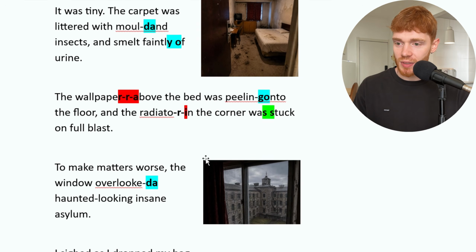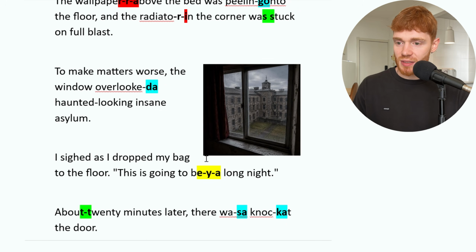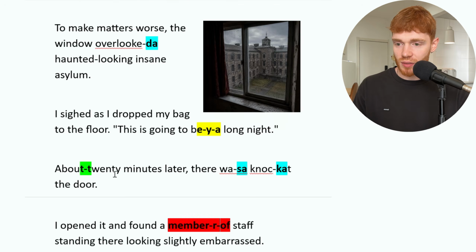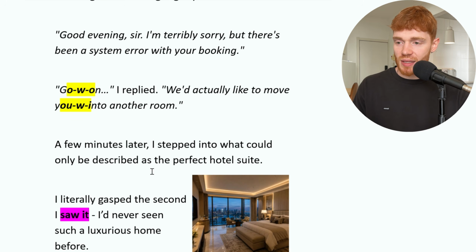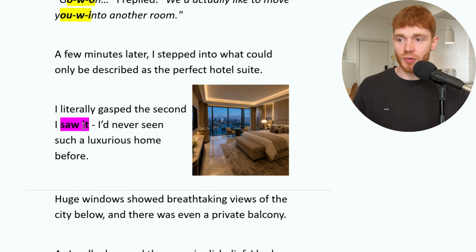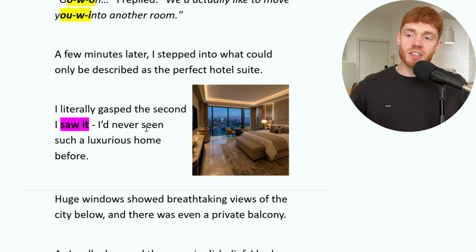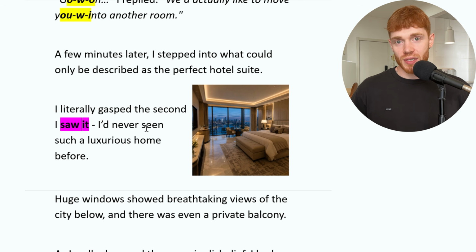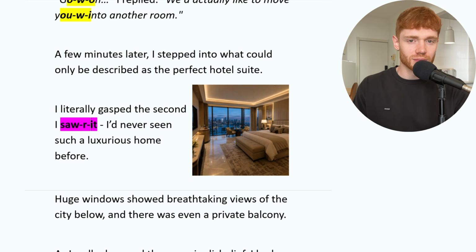Okay, so the next one is going to be a long night, about 20 minutes. Let's look at this pink one. This one's very interesting. It's called the intrusive R. Okay? So I want you just to listen out to this and tell me what you hear. I literally gasped the second I saw it. There's no R in either of these words, yet for some reason we are adding an R sound.